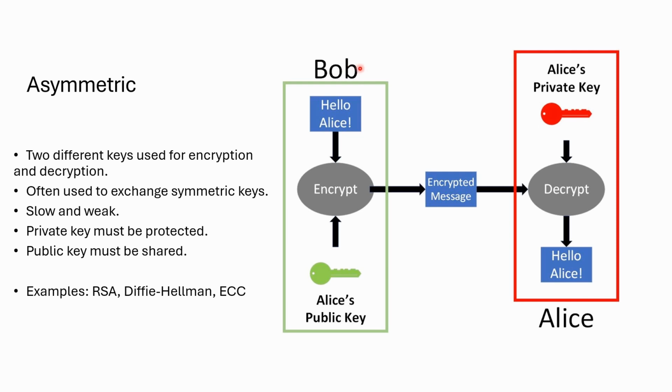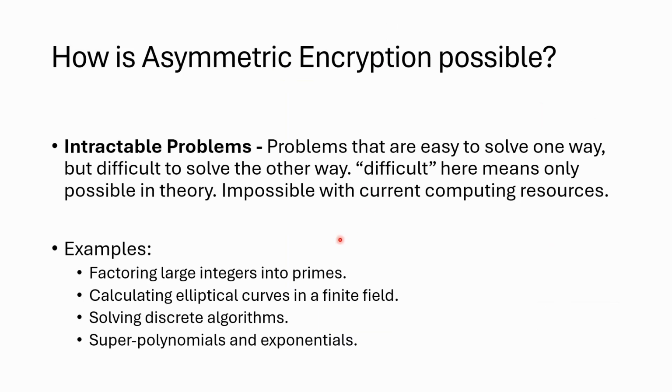So in our example over here, we have Bob and we have Alice. Bob has a message: Hello, Alice. Bob is going to encrypt that with Alice's public key. If it's encrypted with Alice's public key, it can only be decrypted with Alice's private key. So we're going to encrypt that, send that message along. Then Alice will take that message, use her private key that only she has, and decrypt it to Hello, Alice. So that's that. But how is that possible?